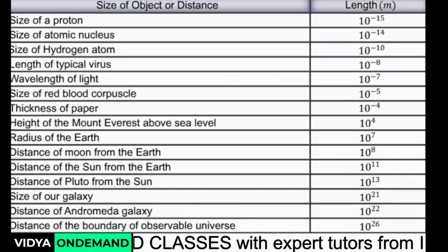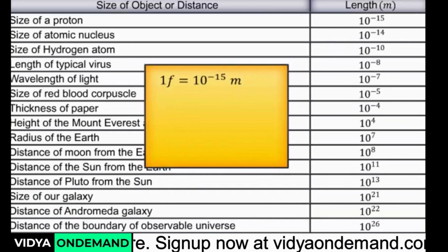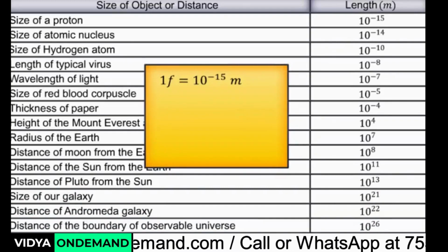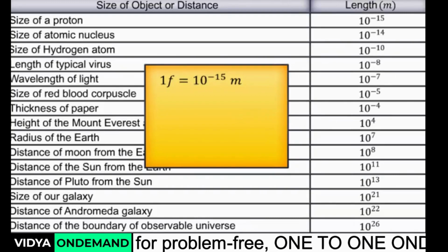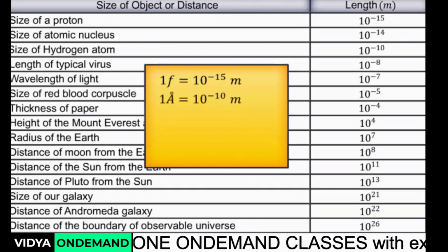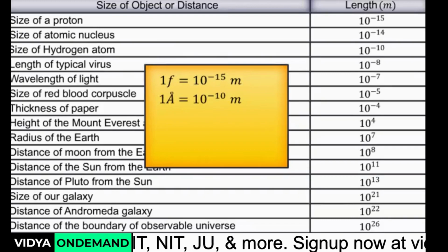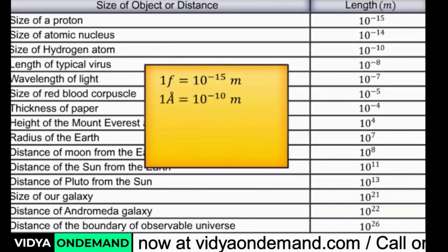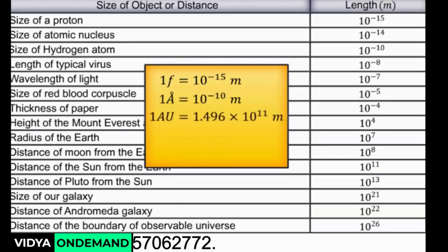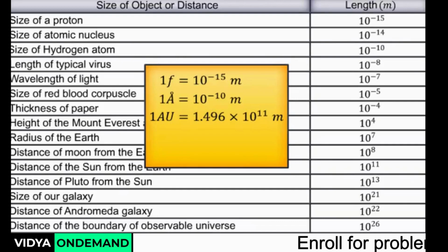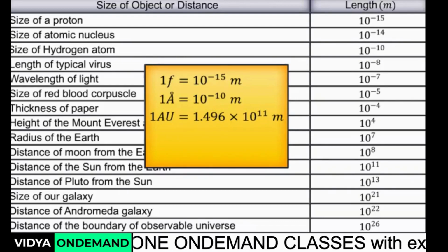Fermi, denoted by small letter f, which is equal to 10 to the power minus 15 meter. Angstrom, denoted by accented A, equal to 10 to power minus 10 meter. Astronomical unit, denoted by AU, that measures average distance of the Sun from the Earth, which is equal to 1.496 into 10 to the power 11 meter.